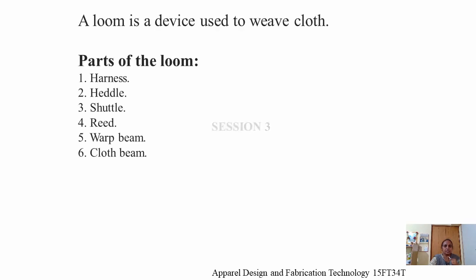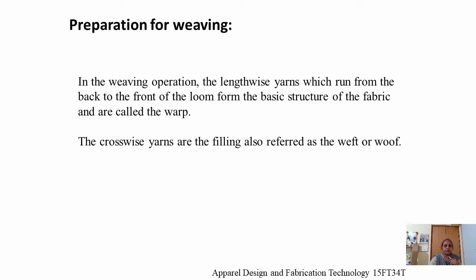In today's third session, what is a loom? You have learned earlier, a loom is a device used to weave cloth. What are the parts of the loom? You understood: harnesses, heddle, shuttle, reed, warp beam, and the cloth beam. These are the parts of the loom. Today's session we have to learn about the preparation for weaving.